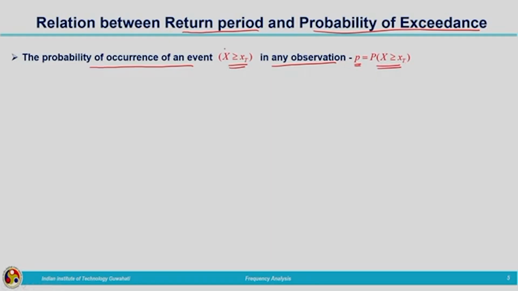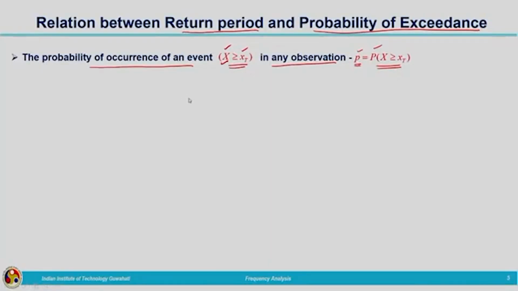You are already familiar with capital X, small x and small p and capital P. Capital X is the random variable and small x is the value which can be taken up by the random variable, and small p represents the probability of occurrence of that particular random variable. Xt represents the magnitude of an event for which or beyond which there is a probability of exceedance.